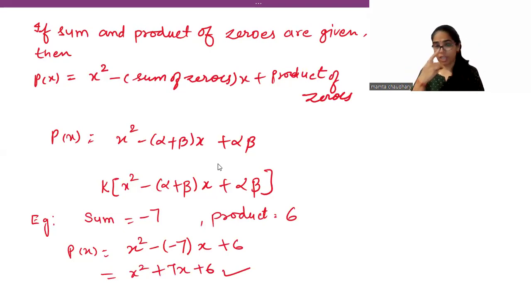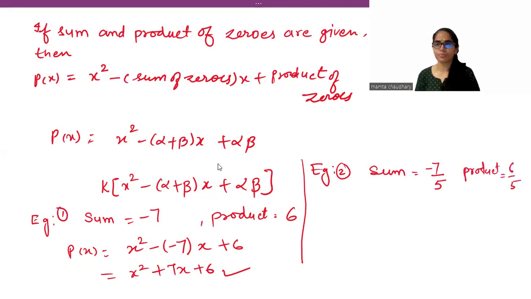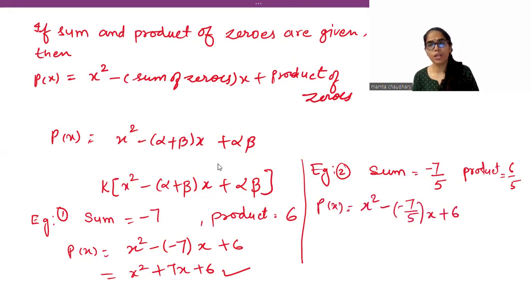Now, next thing. This was example 1. Now, suppose example 2. Here sum is minus 7 by 5 and product is 6 by 5. In such case, what will you do? Polynomial in x will be what? x square minus sum into x plus product. Right? So we got x square plus 7 by 5 x plus 6 by 5.